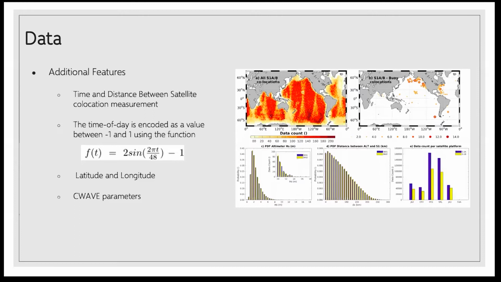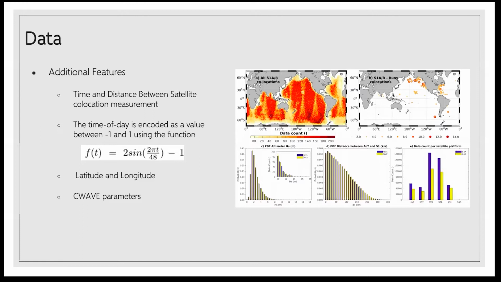And so we also include time of day, which is scaled between -1 and 1 using the following function. We include latitude and longitude, each of which we apply a sine and cosine to them. So these two features become 4 features total. And then we also include all of the C-wave parameters that were used in the linear regression and the neural network model that I described previously.